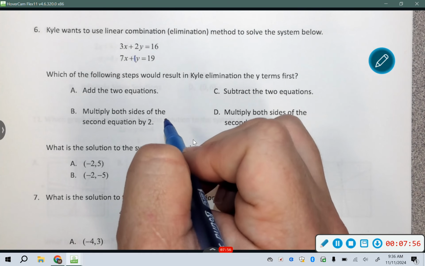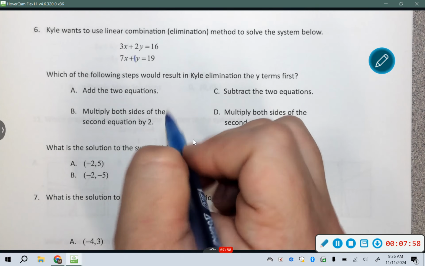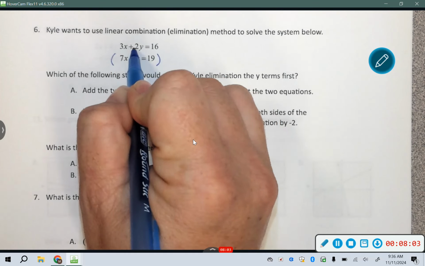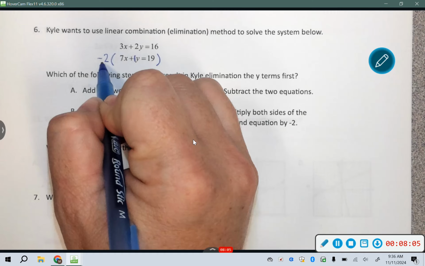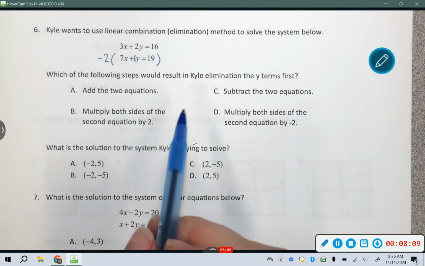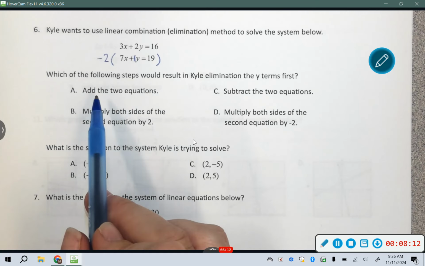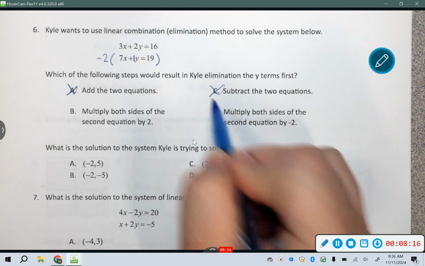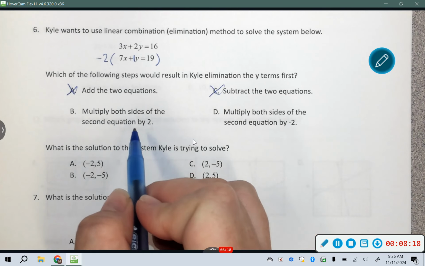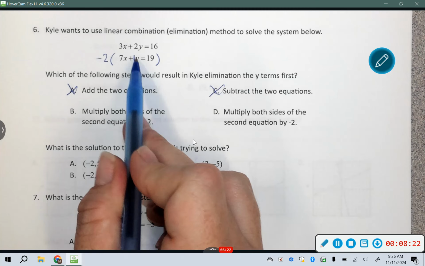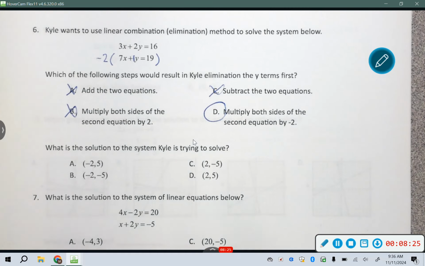2 and 1 do not cancel each other. So we have to create a zero pair. 3 cannot turn into 7, but 1 can turn into 2. And how do we cancel a 2y? We need a negative 2y. So I'm going to multiply by negative 2, because negative 2 times 1 is negative 2. Well, when I go through and look at my answer choices, it says add the two equations. We can't do that yet because we did not have a zero pair. We're never going to subtract. We're always going to add. It says multiply both sides of the second equation by positive 2, which would turn this into positive 2, but two positives do not cancel, which is why D is our answer, multiplying by negative 2.